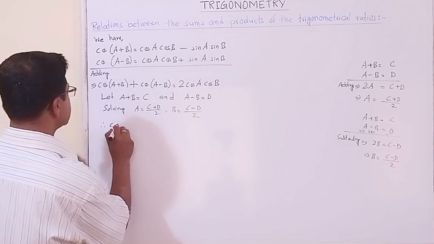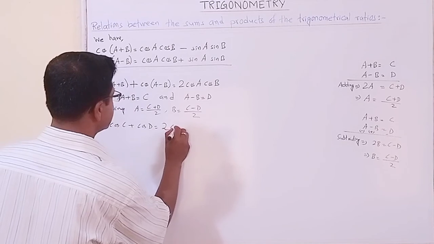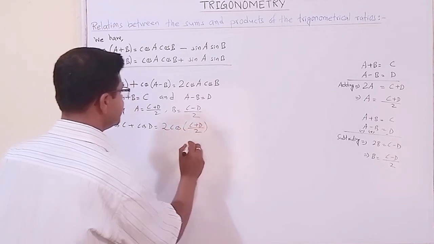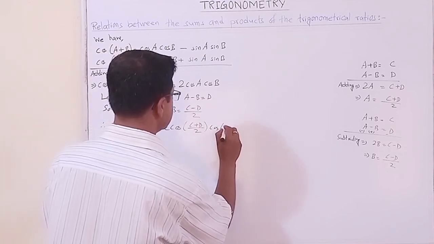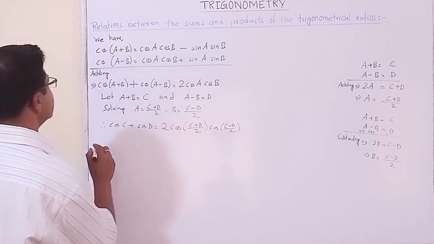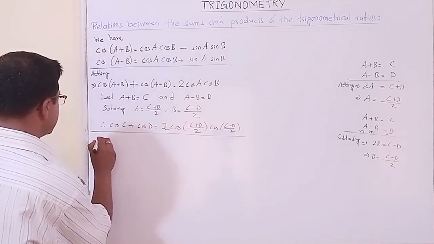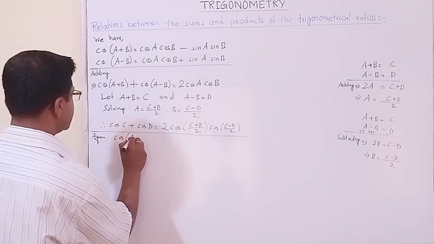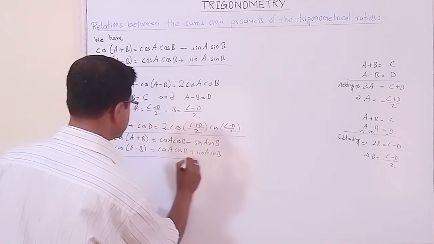Therefore cos of A plus B means cos C plus cos D equals twice of cos of C plus D by 2, and cos of C minus D by 2. Is it okay? Then this is done. Next, what will we get if we subtract? Let us write here again cos of A plus B. What we have to do now? We have to subtract.